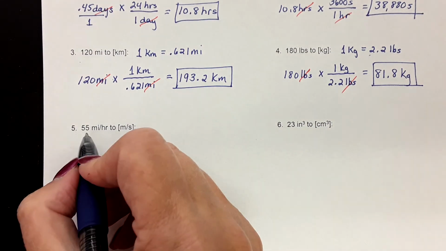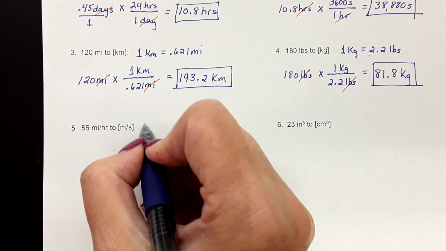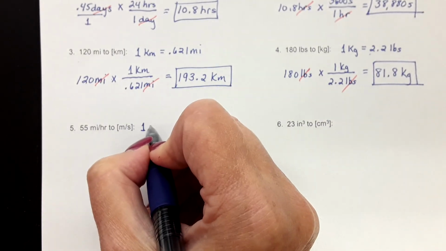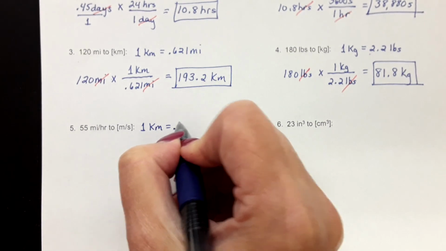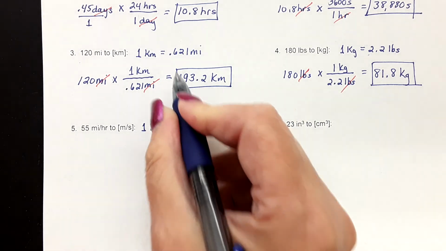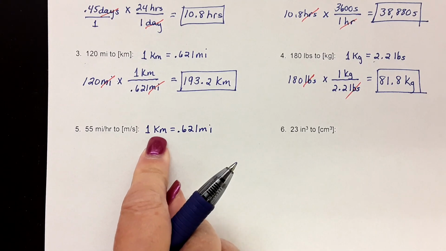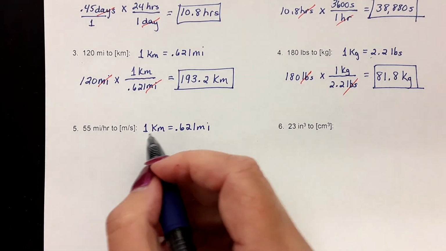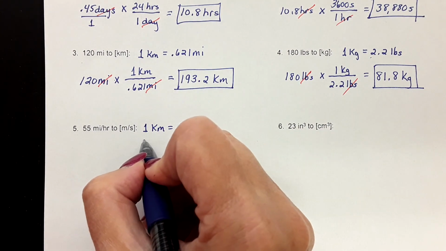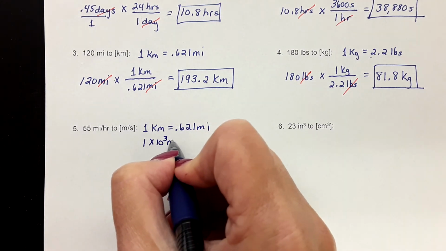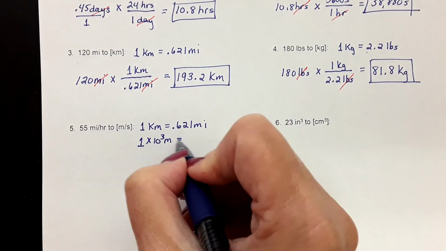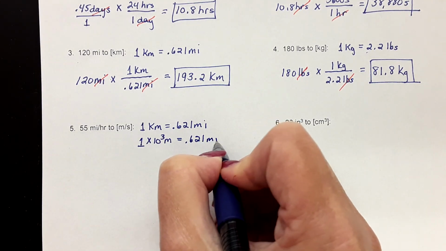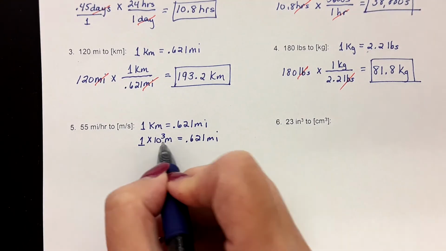Well, I don't know a conversion from miles to meters, but I do know a conversion from miles to kilometers. It's the same one we used above. And once I have it in kilometers, I can replace the K with 10 cubed to make it meters. That's why we learned how to go back to the base unit, see? Okay? In fact, what I could do right here is I could just say 1 times 10 cubed meters, there we go, that'll do it, equals 0.621 miles. That does it. Now we go from miles to meters.